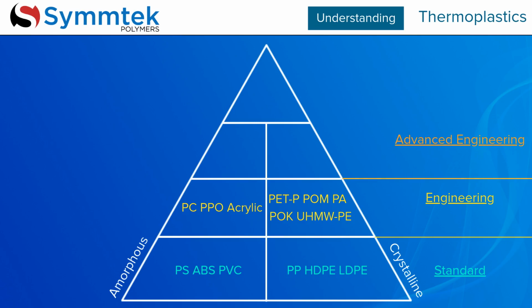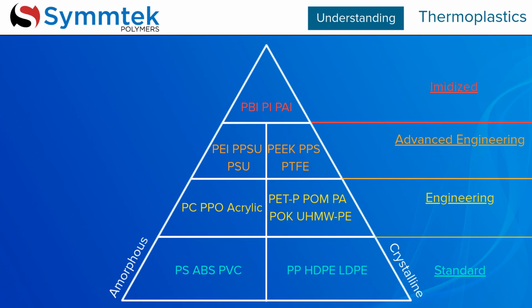Advanced engineering materials that are amorphous are composed of polyetherimide, polyphenylsulfone, or polysulfone. In crystalline advanced engineered thermoplastics, you'll find polyether ether ketone, polyphenylene sulfide, and polytetrafluoroethylene, also known as Teflon. At the top of the pyramid are imidized thermoplastics, the strongest of thermoplastics in performance, such as polybenzimidazole, polyimide, and polyamide-imide.